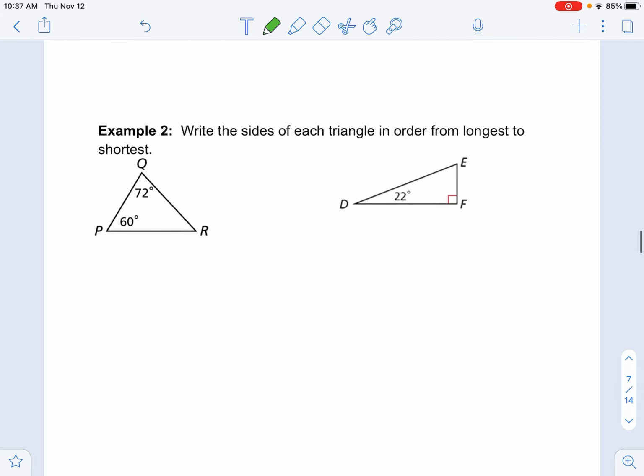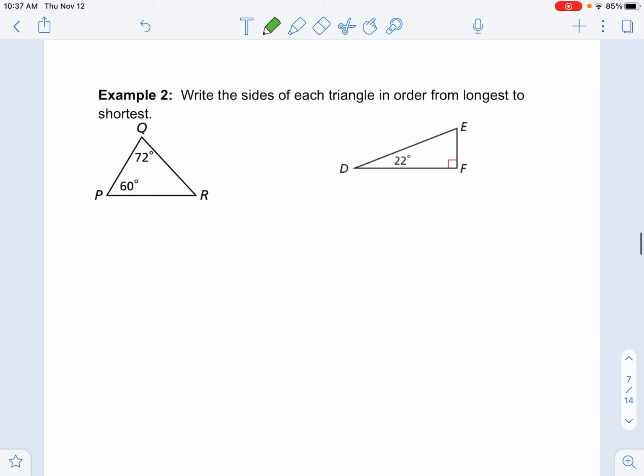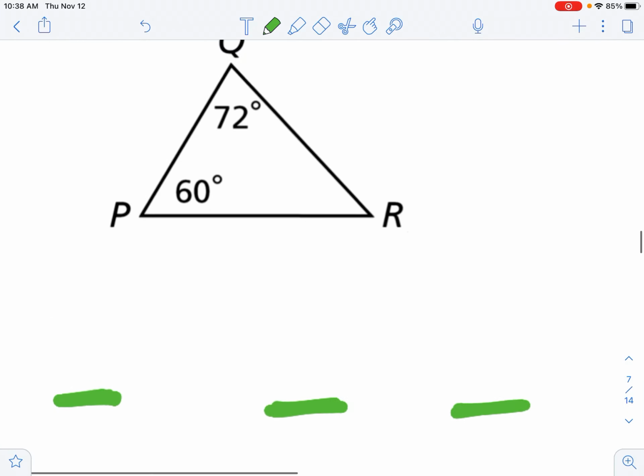Okay, now we're going to write the sides of each triangle from longest to shortest. So these are sides, and I want longest to shortest. So once again, I'm doing a list. So 1, 2, 3 things, but this time there's sides. So I'm going to put segment bars so I don't forget those. Okay, so I need my longest side, which is across from my biggest angle. So I need all 3 angles to do this, and I only have 2 right now.